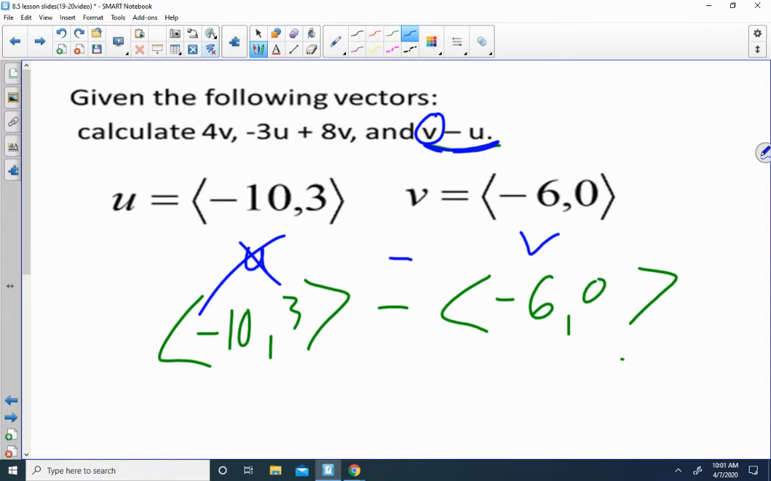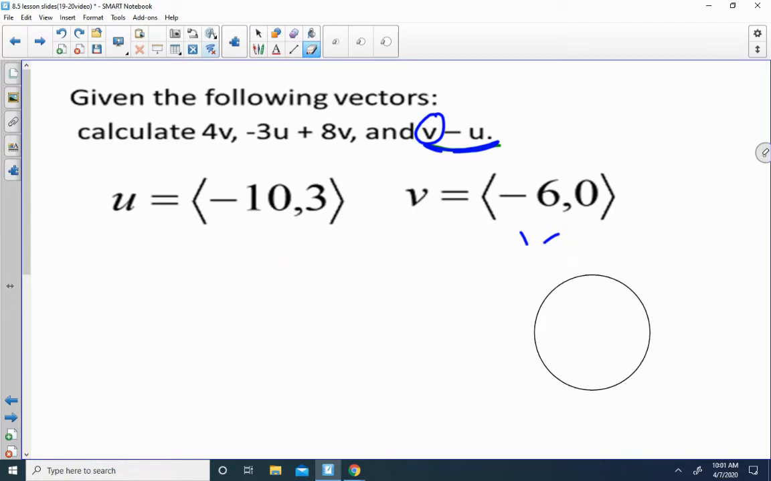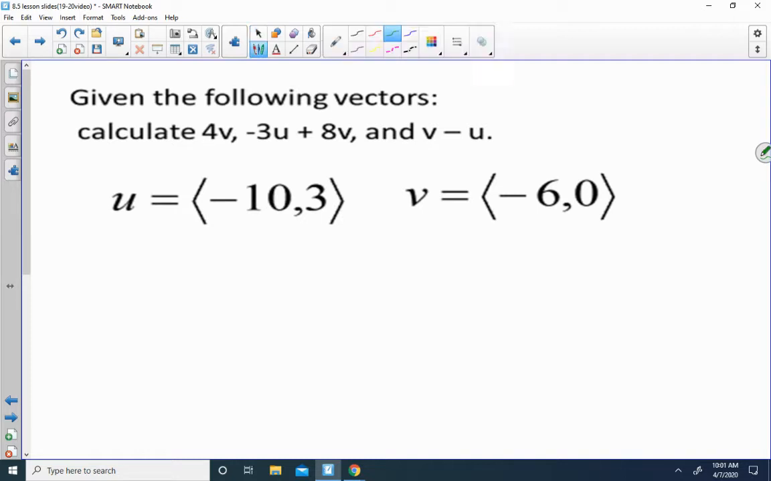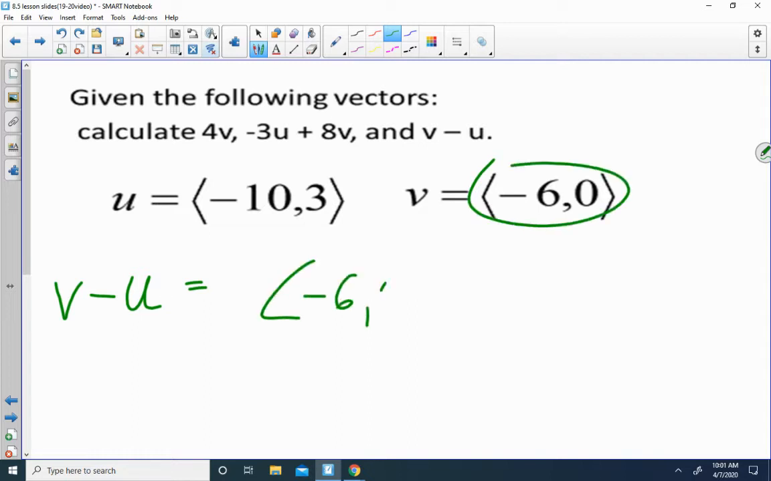And of course, you guys know subtraction, order does matter. Because if you flip the order around, it will give you a different answer. That is a common mistake a lot of kids make. So you got to be careful. So let's go ahead and do that. We're going to do v first, u second. So vector v is going to be first. So -6, 0 minus vector u, -10, 3.